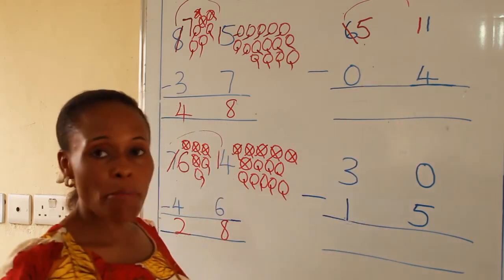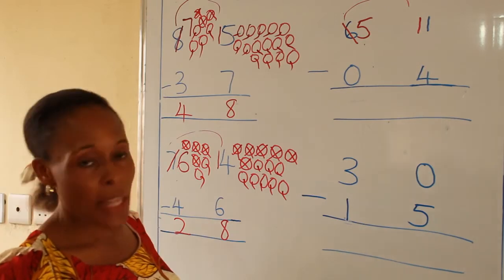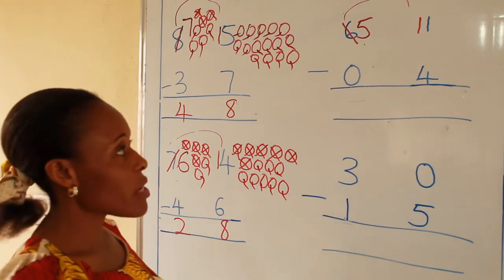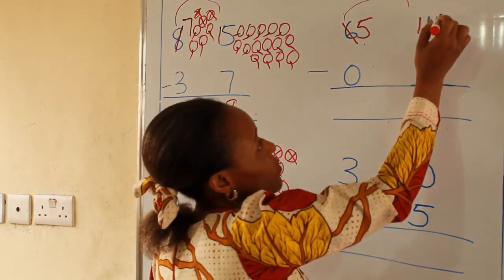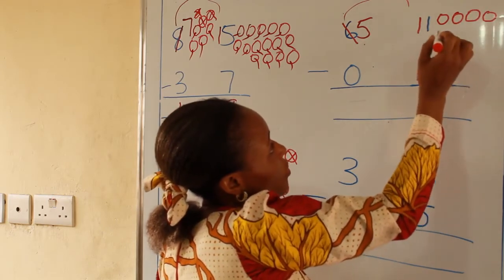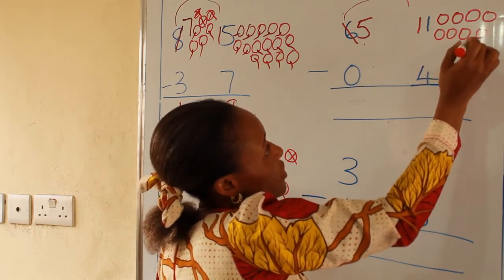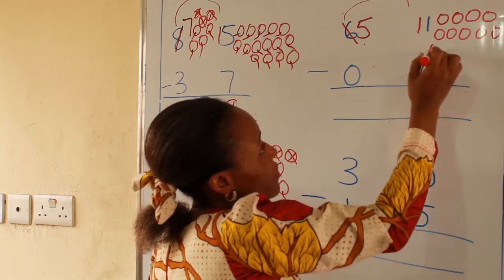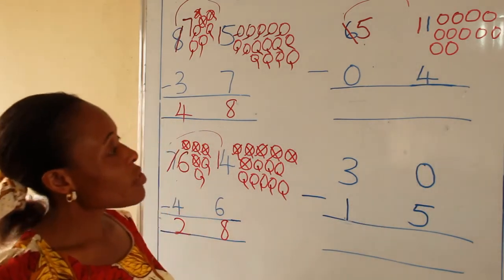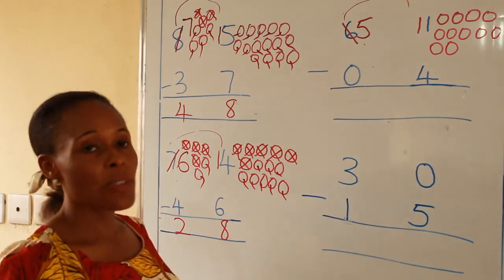which becomes number 11. So number 1 has become number 11. So children, we are going to draw out 11 counters. Count with me. 1, 2, 3, 4, 5, 6, 7, 8, 9, 10, 11. Good counting. So we are going to take away 4 counters from 11 counters.